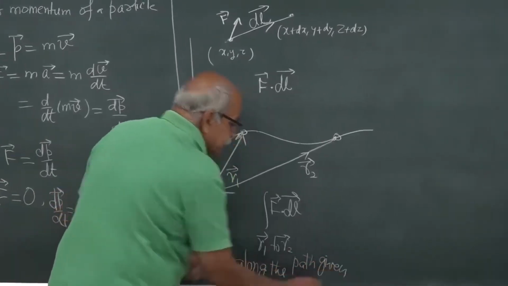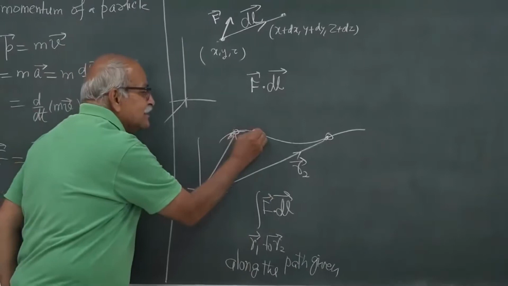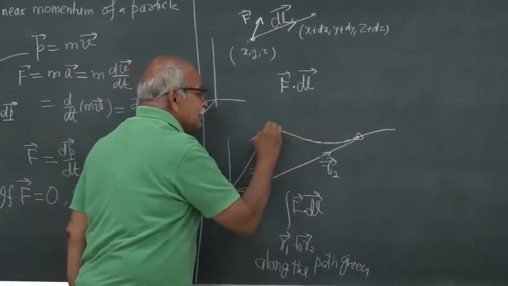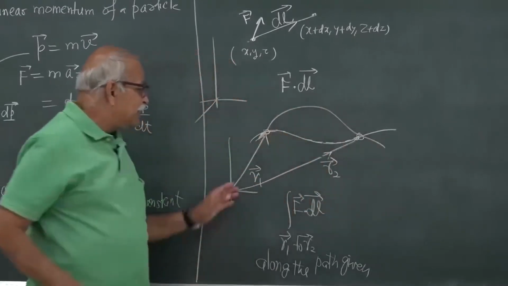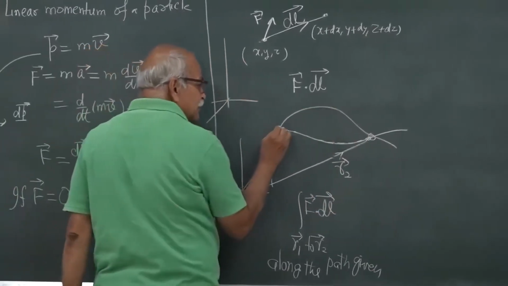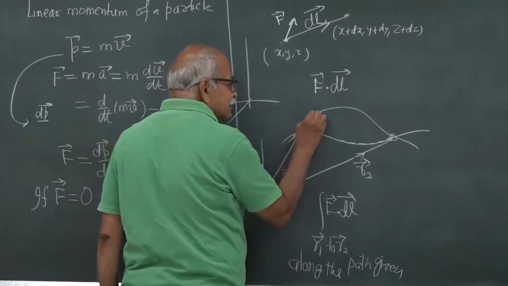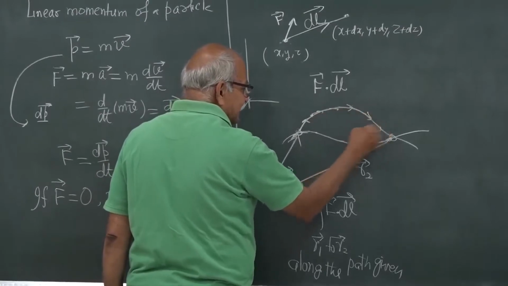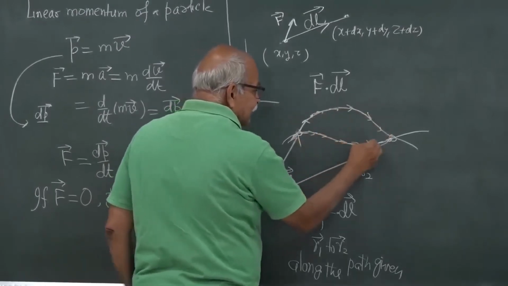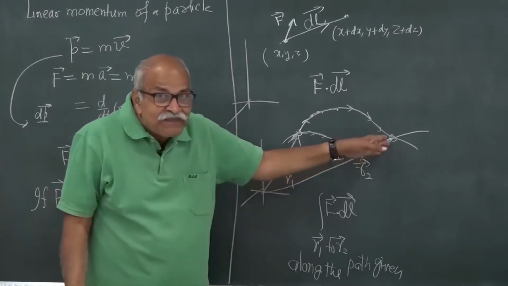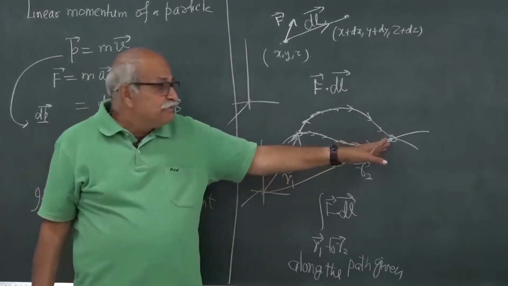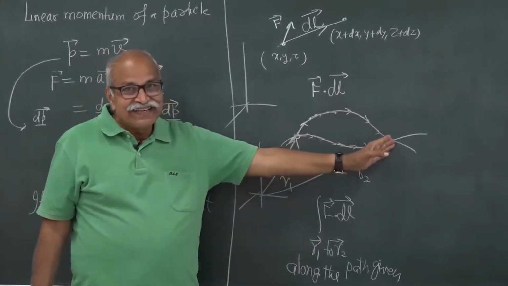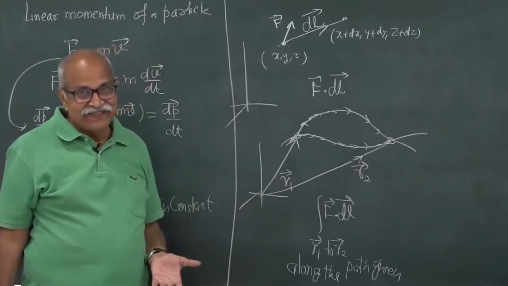Because I have to take this dl, then this dl, then this dl, and so on. If I take another path from the same point r1 to r2, then I will be taking different dl's. So, it is different. The integral of F dot dl along this path may or may not be equal to that along this path, and this plays a very important role.